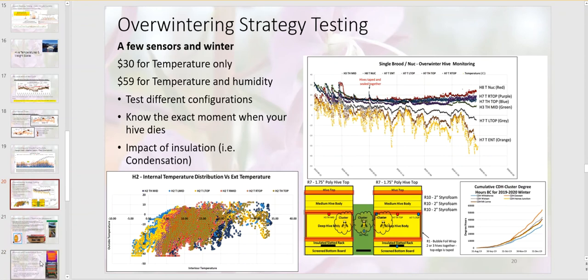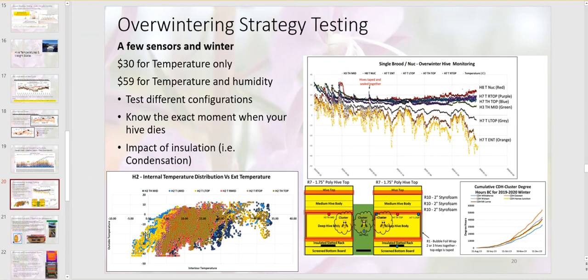On to overwintering strategy. So I purchased a bunch of these sensors and I put some in a double and a single. So my single had four sensors across the top of the bars, side walls, and in the center. About a third to the back of the hive, and I had one at the entrance, and I did something similar in a double hive, a double brood chamber hive, and it was to help me understand the impact of insulation, condensation points, so dew points inside the hive, and also cluster location.